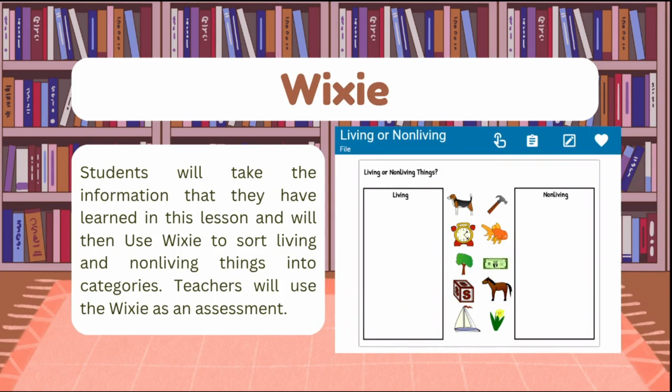And then at the very end, we used a WIC-C assignment. This was our final assessment. Students were given this assignment to complete and sort out things that were living versus things that were non-living. This was just to show that they had mastered what we had taught.